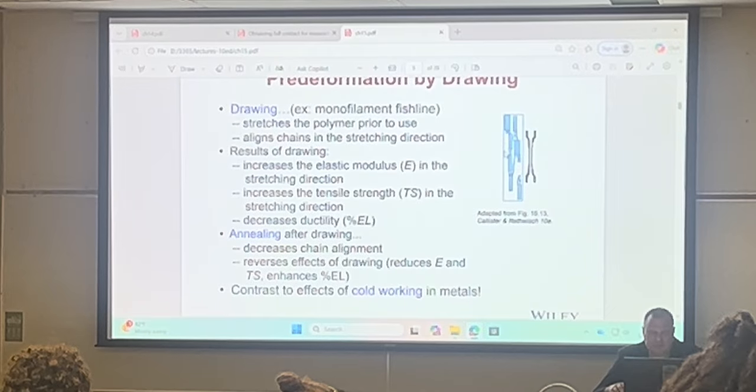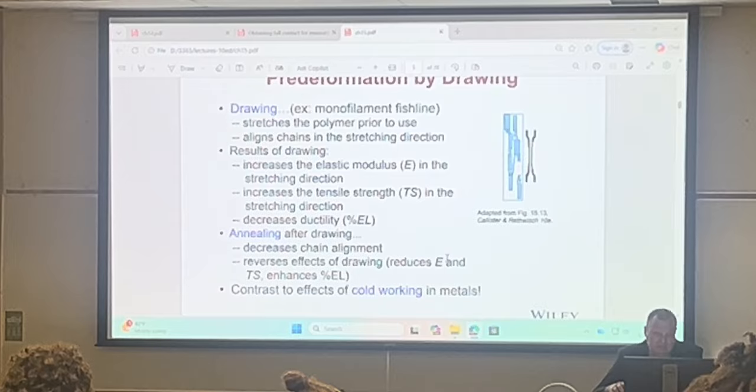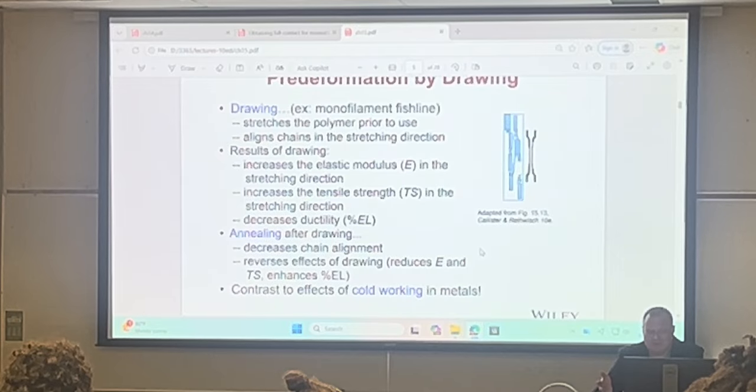Also, we can do annealing, which would decrease the chain alignment and can reverse some of that by reducing the modulus and the tensile strength and enhancing the percent elongation. And it's kind of in contrast to the effects of cold working in metals.